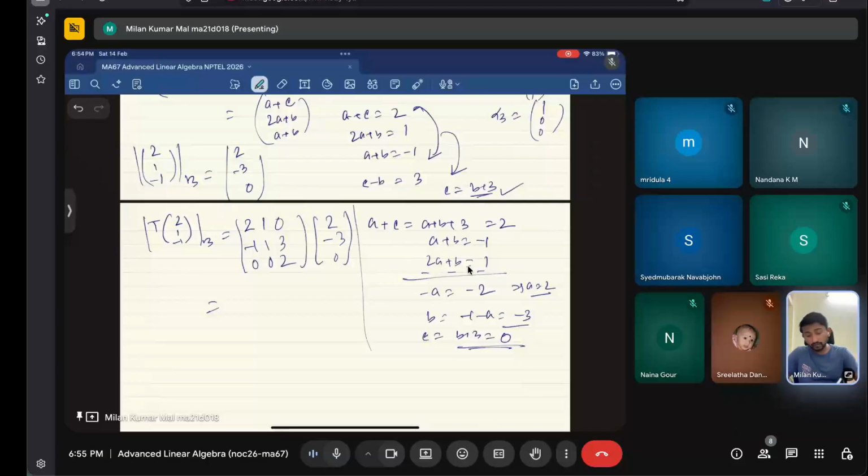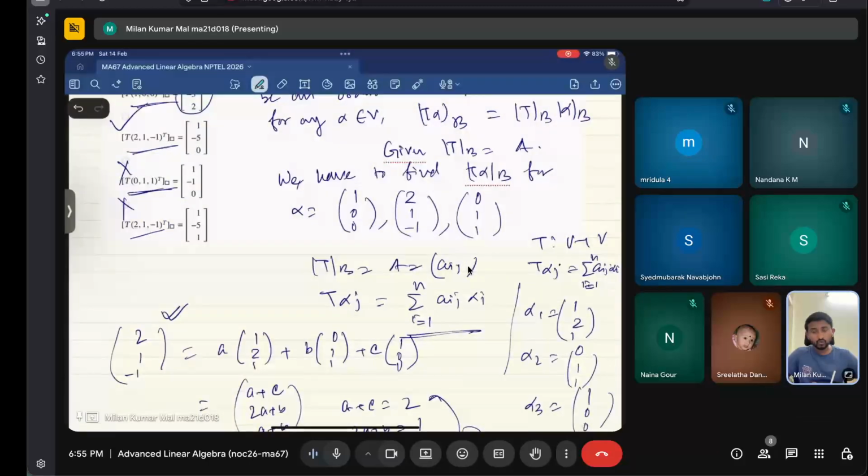2, 1, minus 1. This is alpha, right? This is alpha. 2, 1, minus 1 is the alpha. First, we have to express alpha with respect to the ordered basis given here. And what is the ordered basis here? 1, 2, 1, 0, 1, 1, 1, 0, 0.